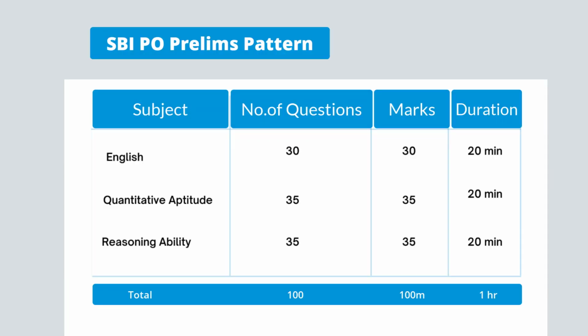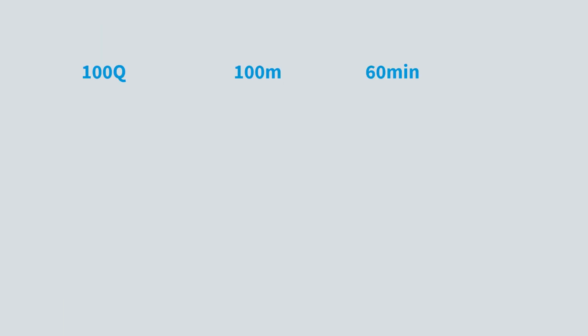In the prelims paper, there will be three sections: English language section, quantitative aptitude section, and reasoning ability section. 30 questions will be given from English language section for 30 marks, and the duration is 20 minutes. And 35 questions will be given from quantitative aptitude section for 35 marks, and the duration is 20 minutes. And 35 questions will be given from reasoning ability section for 35 marks, and 20 minutes is the duration. So totally you will be given 100 questions for 100 marks, and the duration is 1 hour. So 1 hour means 60 minutes.